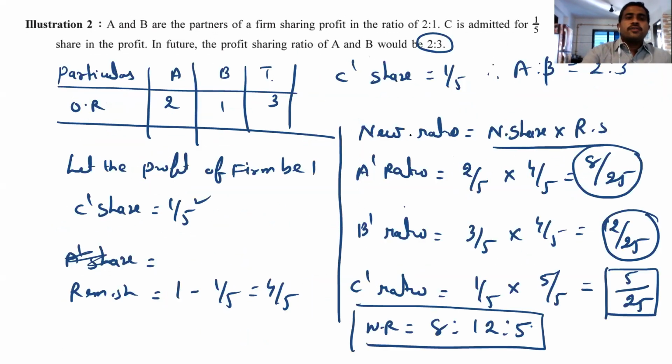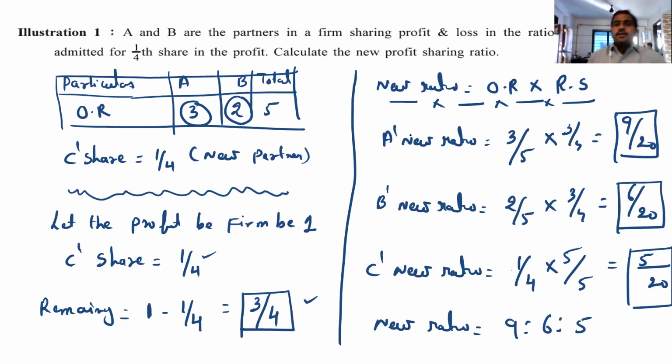So just a short revision of what we have learned. First question we have done a different way, second question a different way, third a different way. So let's revise the first three topics. A and B are sharing profit 3 is to 2, so total 5. C's share they have given as 1 by 4. And they are asking to find the new ratio.